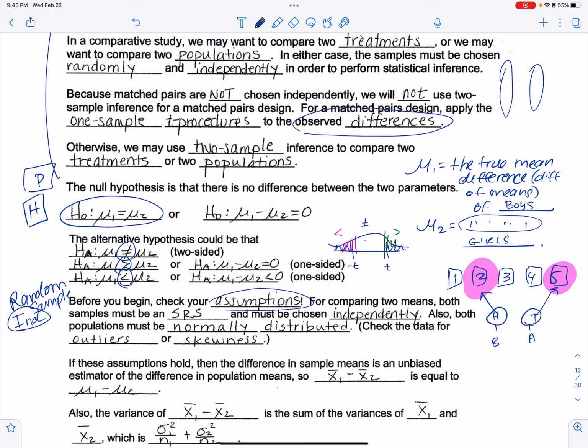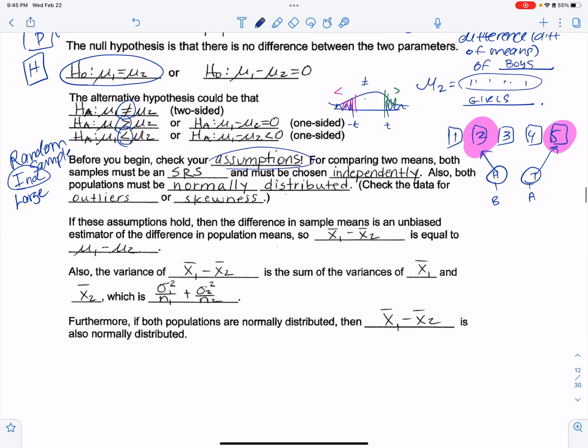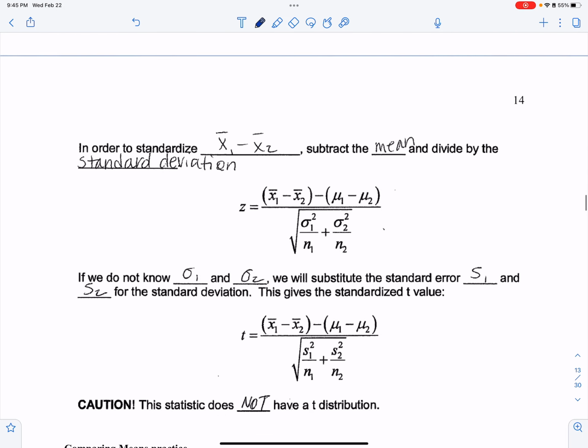And so, because that's the main thing, that's why they make them two samples. If they're not independent from each other, then we have what's called a paired t-test, which is on another video. All right, large sample. For a large sample, we have to do the same thing that we've done for the large sample.